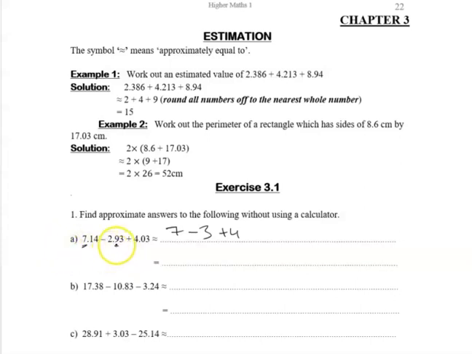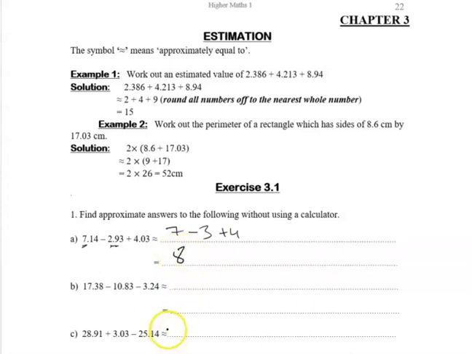Now we have 2.93. Now 2, is it going to be rounded up or kept the same? So look at the number after. We have a 9, so we're going to round the 2 up, and that becomes a 3. Then 4.03, so the 4 is kept the same. And we have 7 minus 3 plus 4. 7 minus 3 is 4, plus 4, 8.